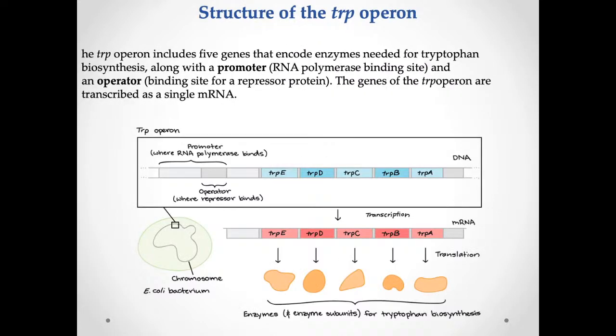So let's check the trp system. Instead of lacZ, lacY, lacA, it has trpE, D, C, B, A, in this reverse order. It also has a promoter site. It's also producing mRNA and also producing proteins, and everything is similar.